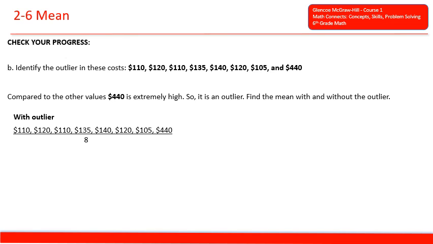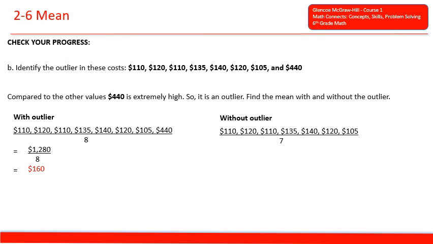With the outlier, if we simply add up all those data values above and divide by 8, we'll get $160. And without the outlier, if we take out the 440 and divide by the 7 remaining data values, we'll get 840 divided by 7, or 105. I hope you notice that the mean, 160, is higher than every other piece of data with the outlier, except for the outlier itself. So that outlier really skewed the mean. And when we take the outlier out, the 105 lies somewhere in the middle of all of the remaining data.